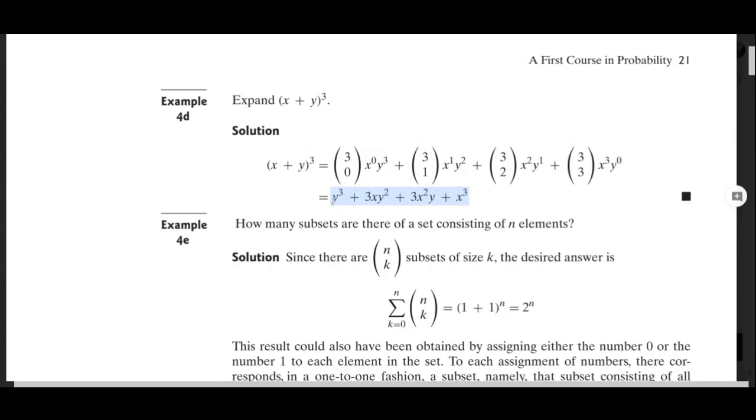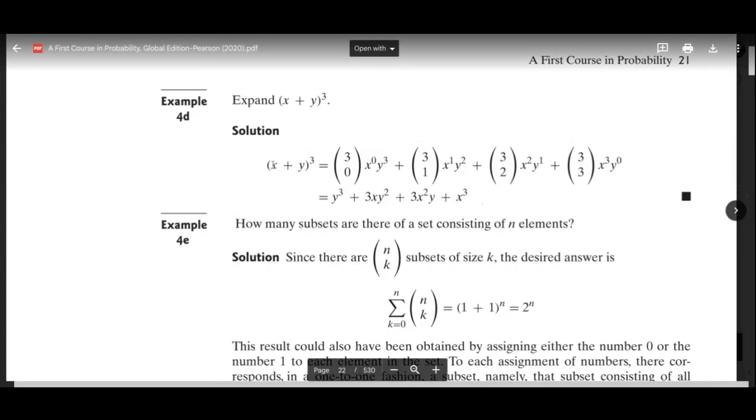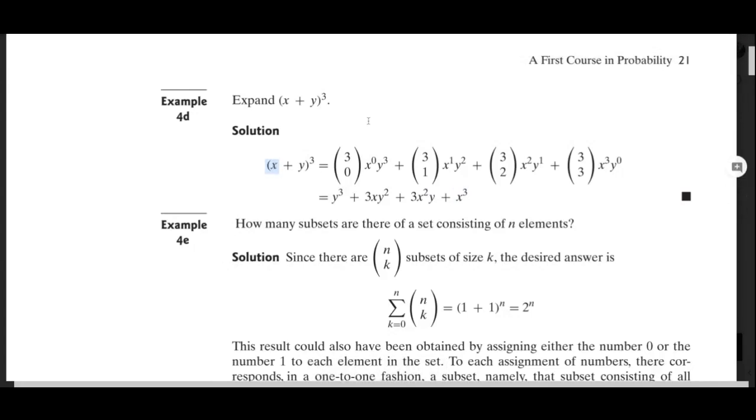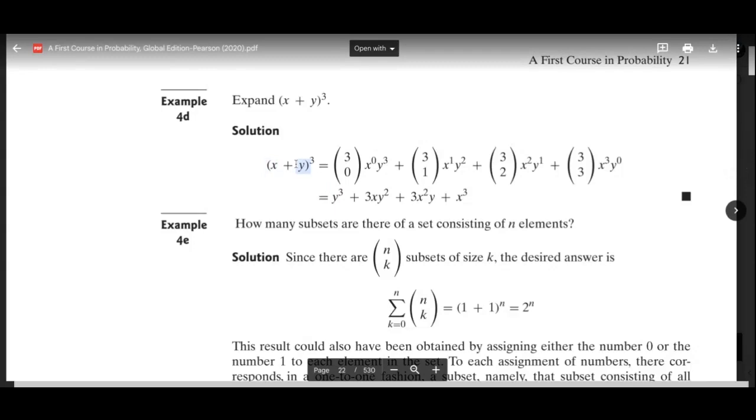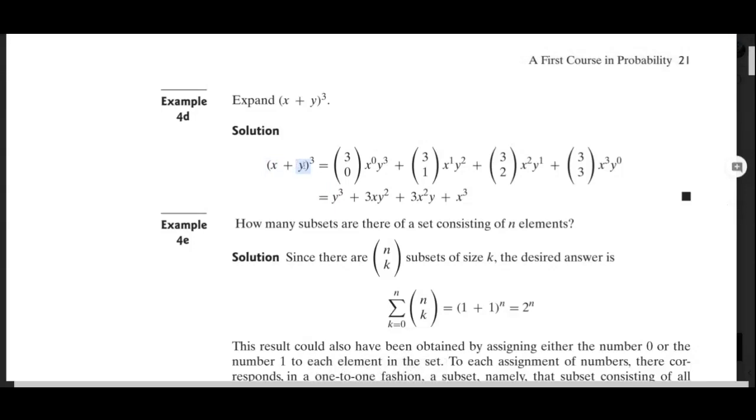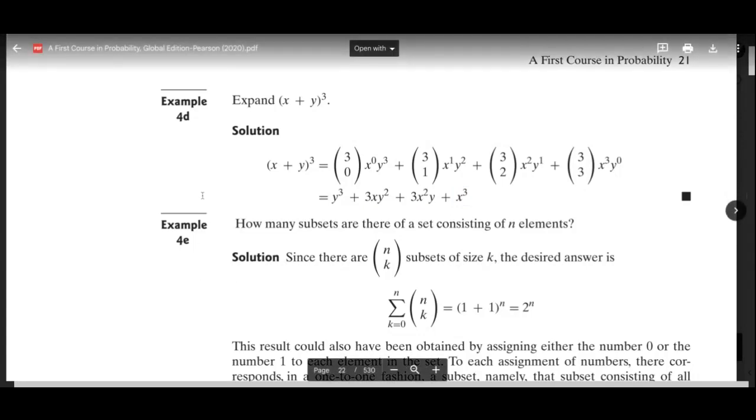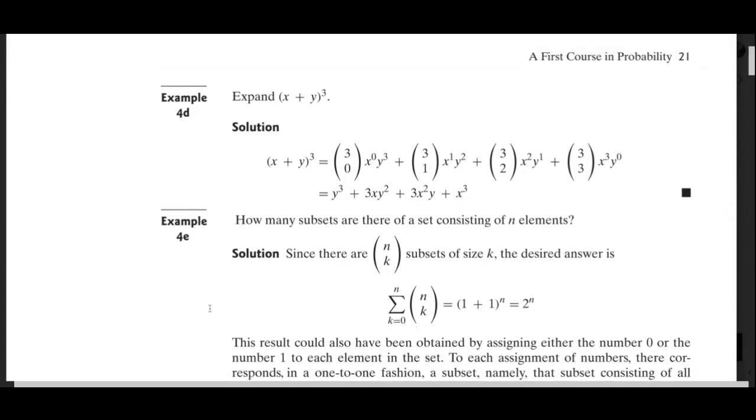So we can observe, you see, x goes in ascending order, right? The first one is x raised to 0, then x raised to 1, then x raised to 2, then x raised to 3. So the exponent of the first one goes in ascending order. The exponent of y goes in descending order: y raised to 3, y squared, y, then y to the 0, right? So that's the binomial theorem.